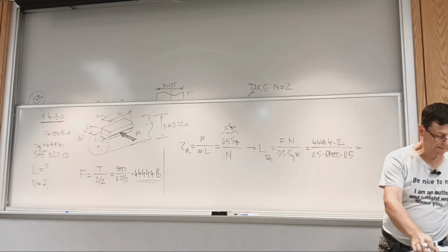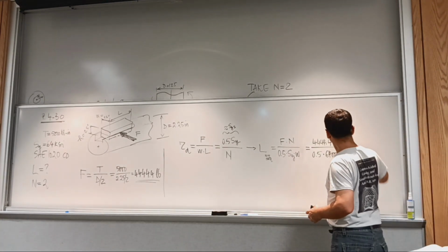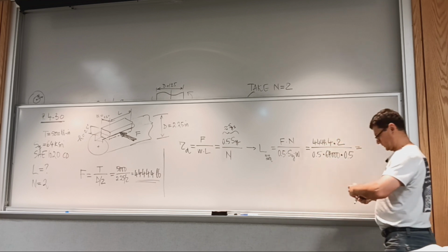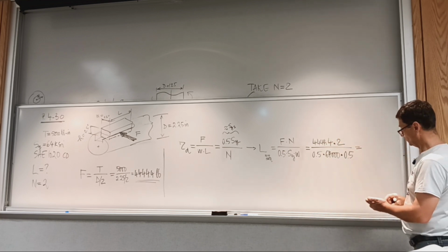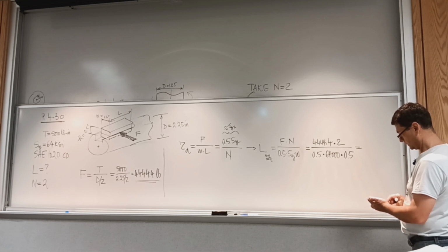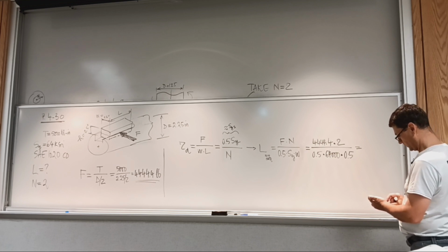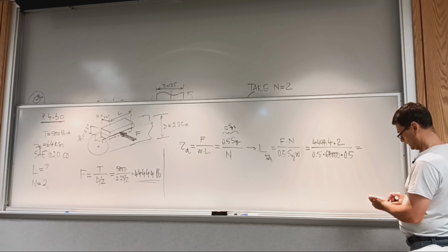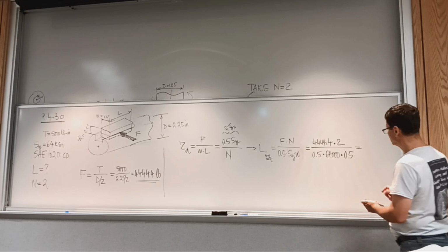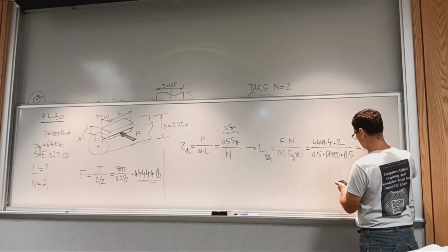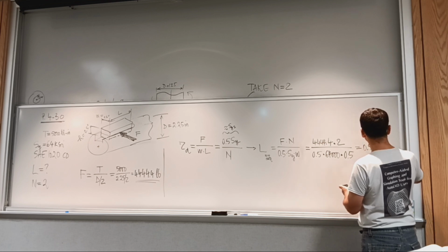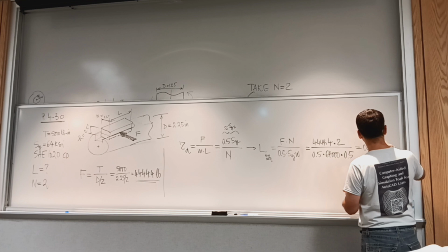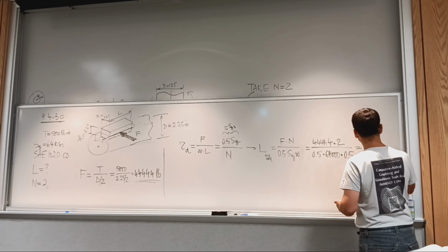All right, so let's see what we get. 4,444 times 4 over 64 times 10 to the 3, over 0.5, equals. Okay, so I've got 0.555, or could make it 0.556, inches.